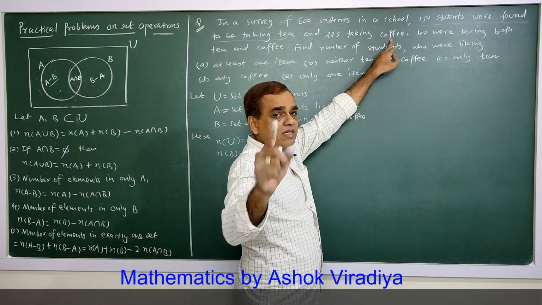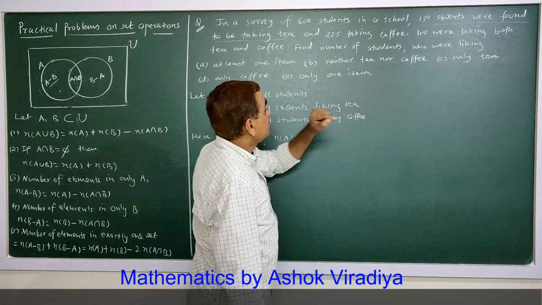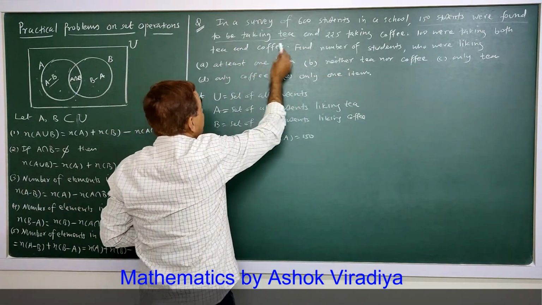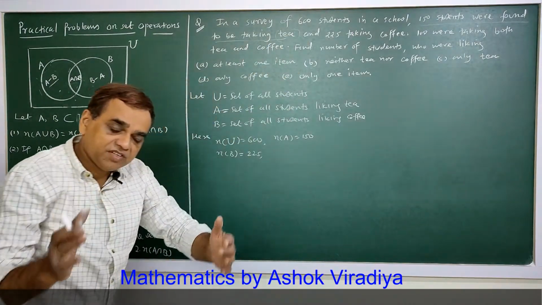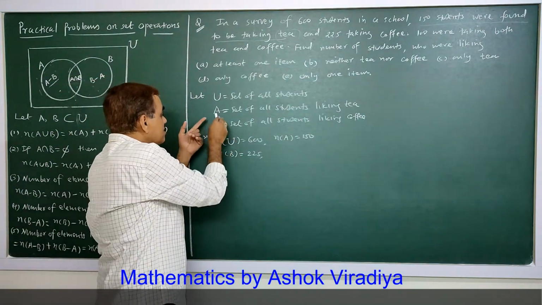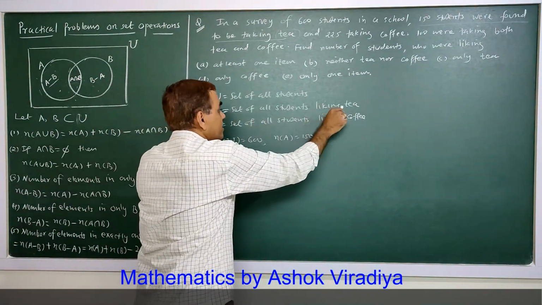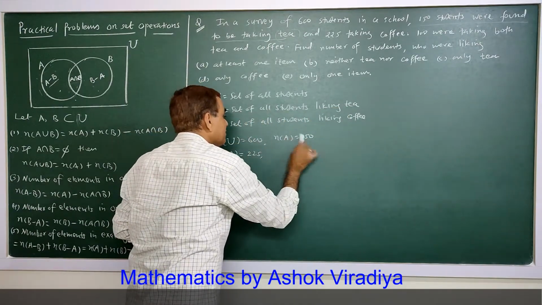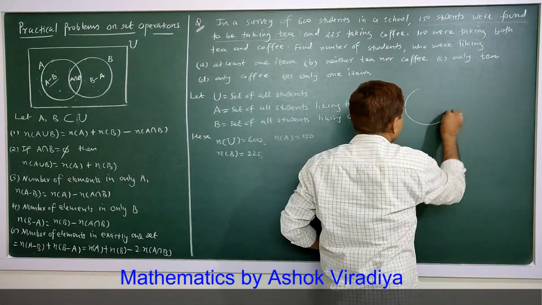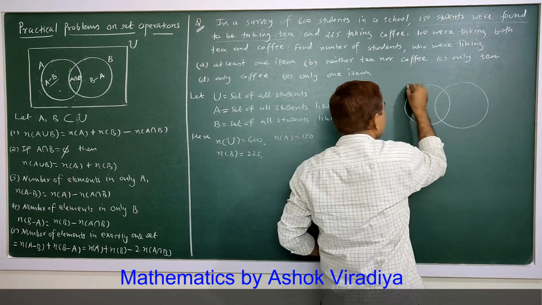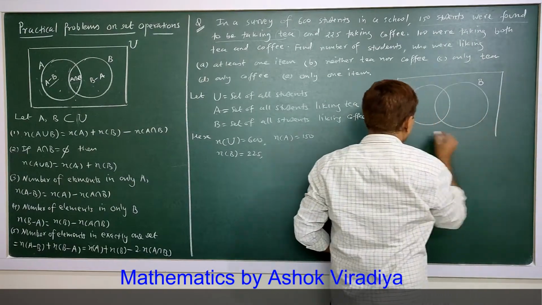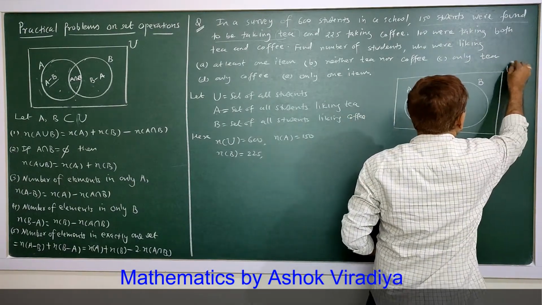Now see, keep one point in mind. Here it is given that 150 students were found to be liking tea. That means A is the set of students liking tea, so A contains 150 students. If we show this by a picture, suppose this is the set of students liking tea, this is the set of students liking coffee, and this is the set of all the students on whom the survey has been done.